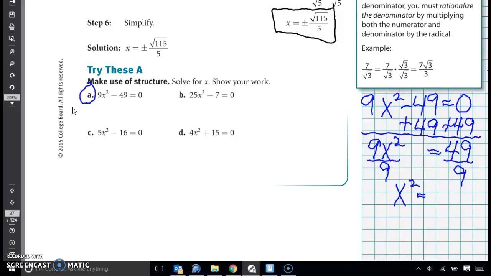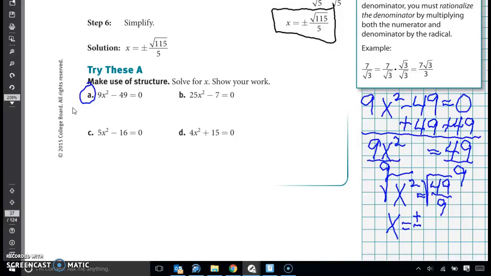And this is a good time, if you can simplify fractions, to go ahead and do so. But does 9 divide into 49? Nope, so just leave it. Now we want it to be x equals, we have x squared, so how do we get rid of that square? Square root it. But whatever you do to one side, you have to do to both. And so we have x equals, when we square root, how many answers do we get? 2. We get a positive and a negative.